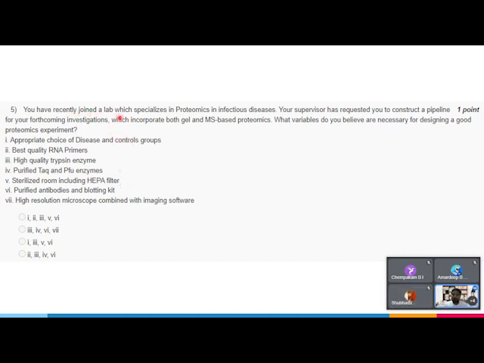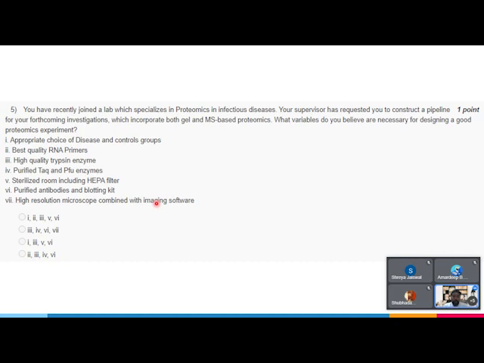So you have recently joined a lab which specializes in proteomics in infectious diseases. Your supervisor has requested you to construct a pipeline for your forthcoming investigations, which incorporate both gel and mass spec based proteomics. What variables do you believe are necessary for designing a good proteomics experiment? So we have been given various options. The options include appropriate choice of disease and control groups, best quality RNA primers, high quality trypsin enzyme, purified TAC and PFU enzymes, sterilized room including HEPA filter, purified antibodies and blotting kit, and high resolution microscope combined with imaging software.